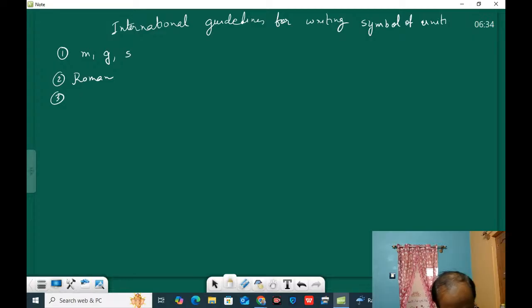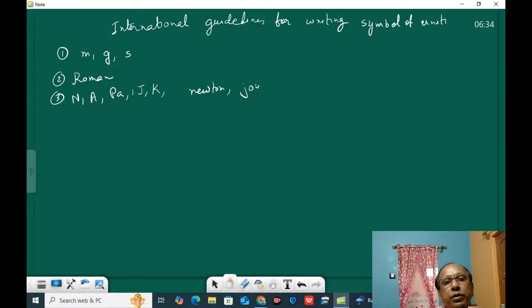And the third one is when units are named after scientists, we write Newton as capital N, and ampere as capital A. These are names of scientists. Ampere is the unit of current. Pascal, Pa, is the unit of pressure. Pa, Joule, Kelvin, we write in capital letter. But whenever we write in small letter, you have to write the whole name, that is newton, or joule.